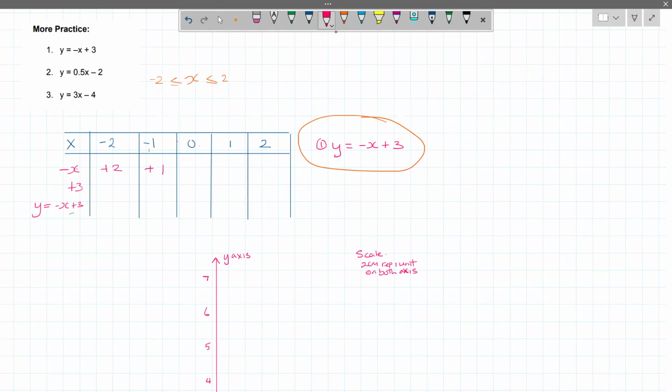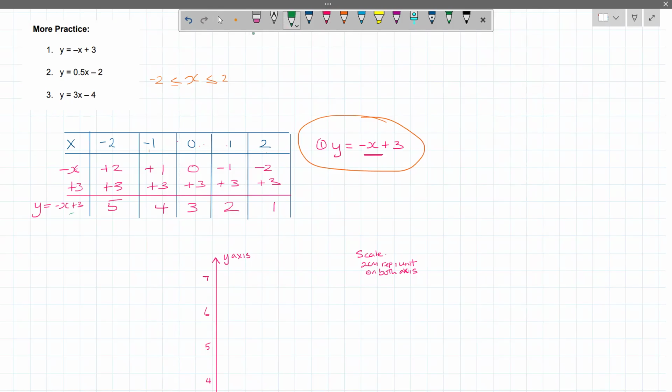So if I replace x with a 0, I'll get 0. If I replace this x with a 1, I'll get minus 1. If I replace this x with a 2, I'll get minus 2. So you work out what different values of x will be. We need to add 3 because y is minus x plus 3. So if we add 3 to all of these numbers, we'll find out the corresponding value of y when x is negative 2, negative 1, 0, 1, 2. So we're getting a 5 here, a 4 here, a 3 here, a 2 here, and a 1 here.